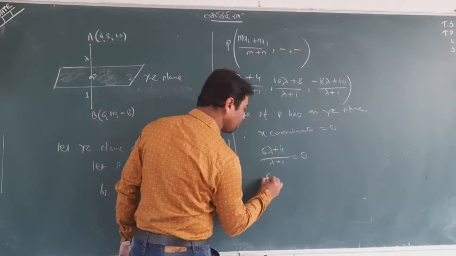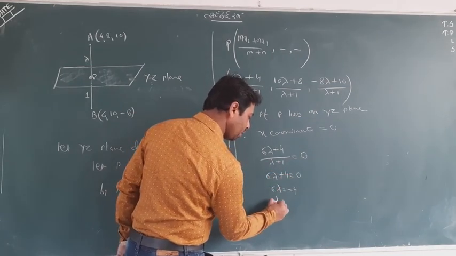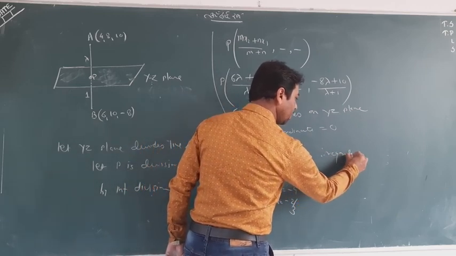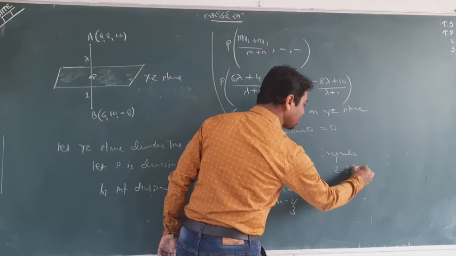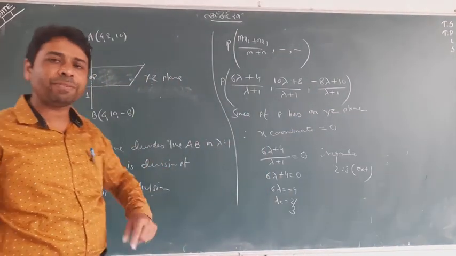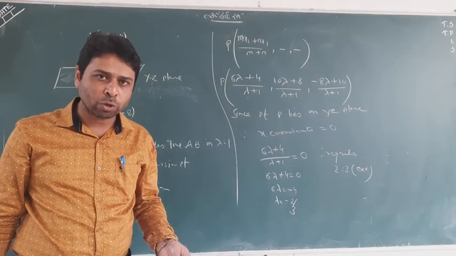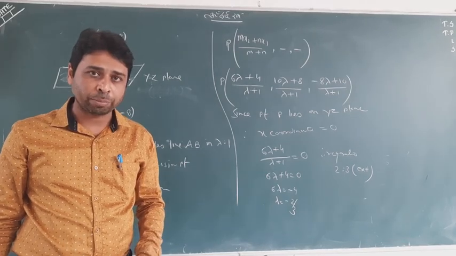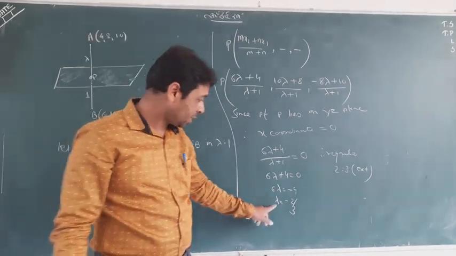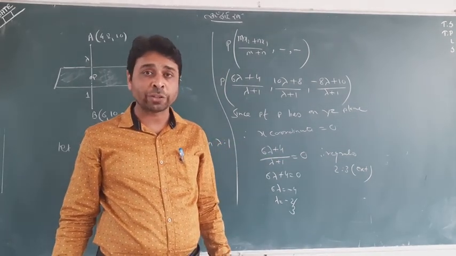Now find out lambda: it is minus 2 by 3. So what is the required ratio? The required ratio will be 2:3 externally. Even though the picture seems like internal division, at that time we did not know what kind of division it was, so I took internal division. But lastly we get the fact that lambda is negative, meaning the required ratio is 2:3 external division.